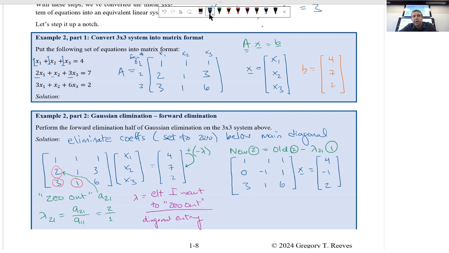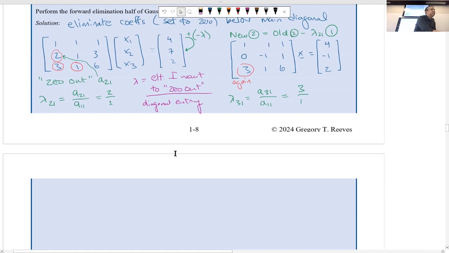But I need to do the same thing again for this final element in the first column. So now I have another lambda. Lambda 3,1 equals A3,1 over A1,1. So that's now 3 over 1, or 3. And now I have another row operation to do, where my new 3 is equal to the old 3 minus lambda 3,1 times 1. Let me write that out. So new 3 equals old 3 minus lambda 3,1 times 1.